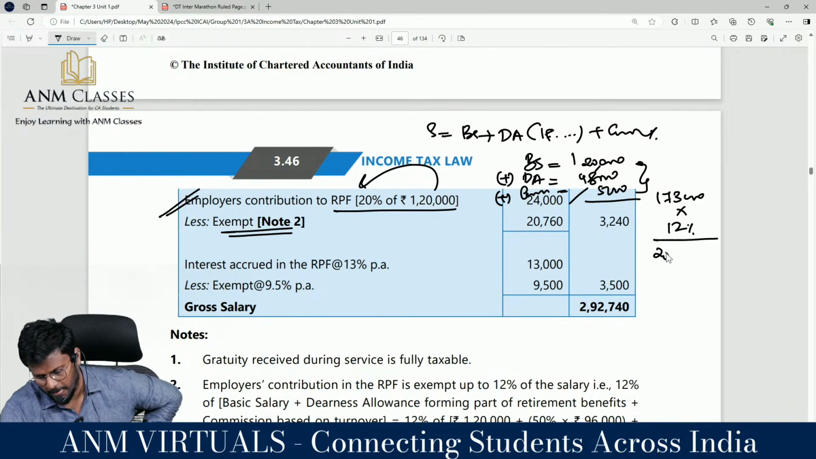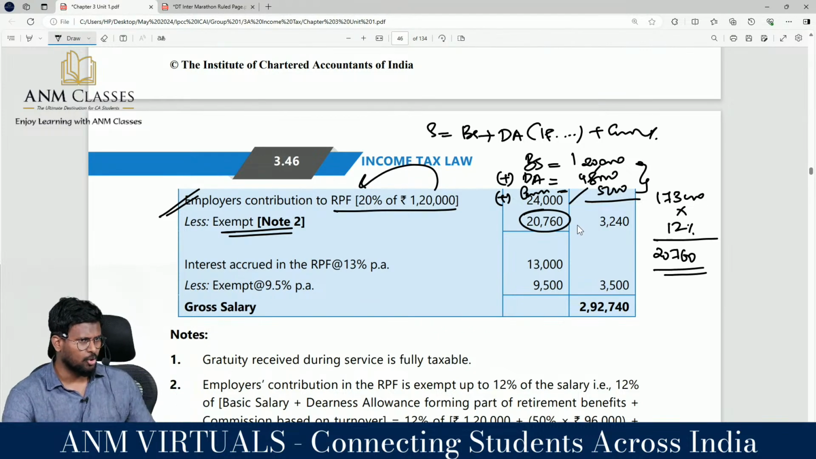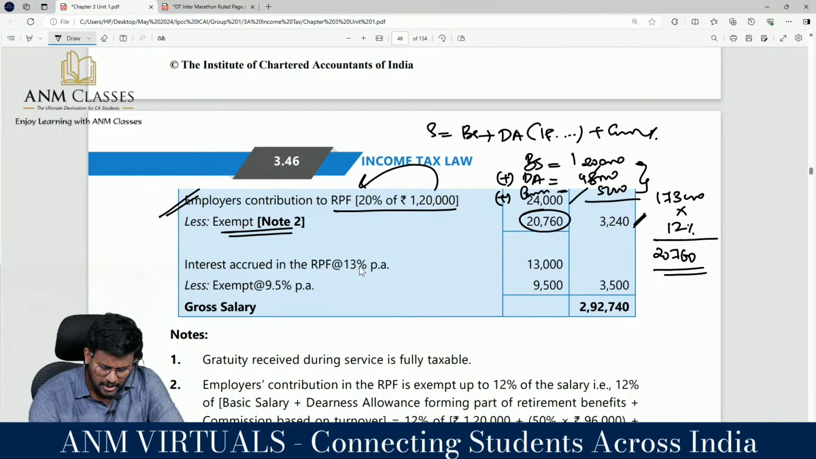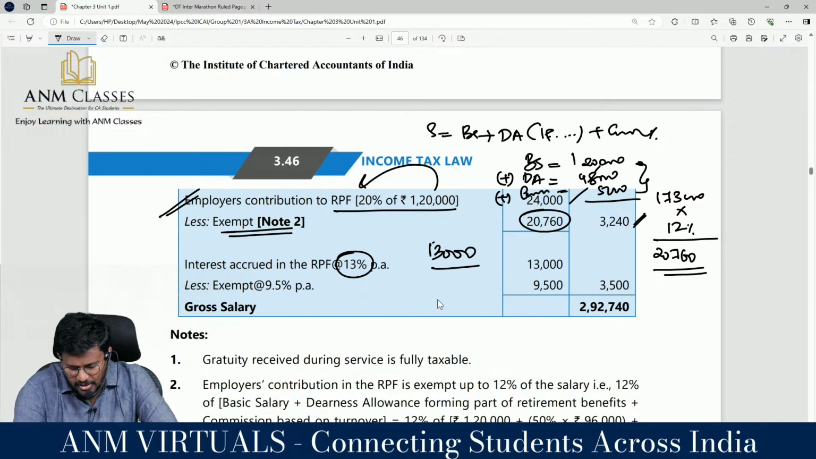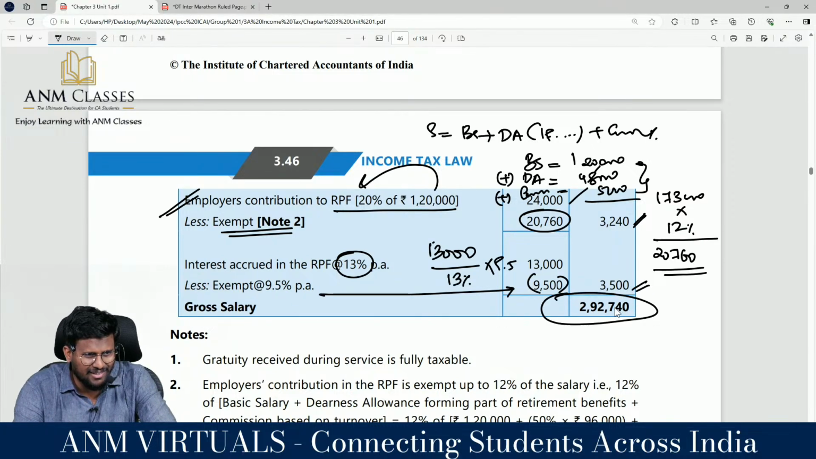Comes to. அப்ப that is the allowed amount. But how much contributed? 24,000. So how much extra? Interest accrued in RPF at எத்தனை percent? So 13,000 is 13%. அப்ப 13,000 divided by 13 into 9.5. How much allowed? 13,000, 9,000 வென்று போனா you will get என்ன salary?